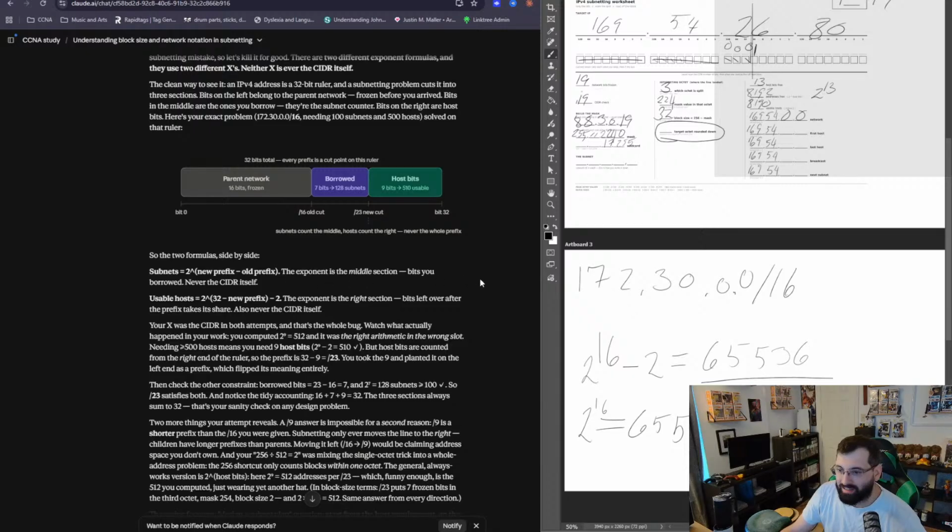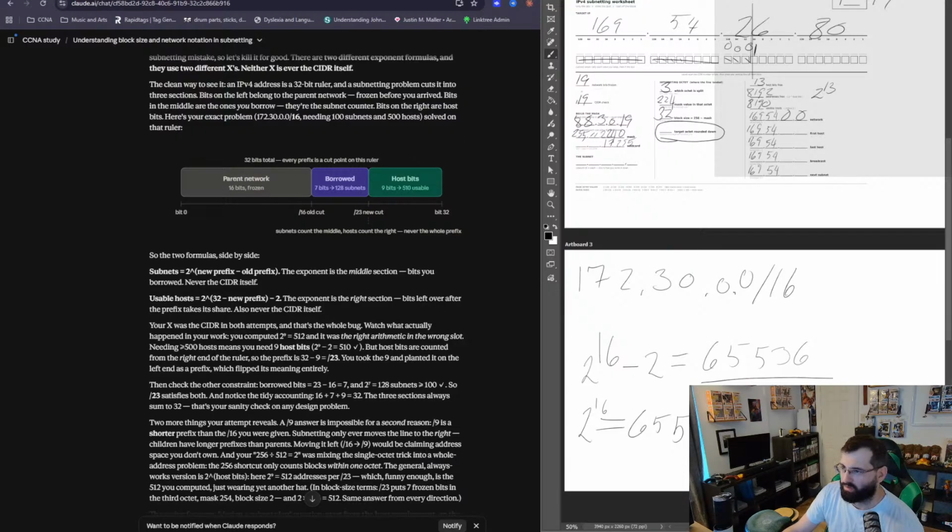What? The exponent is the middle section. Bits you borrowed, never the CIDR itself. Okay. Usable host. Okay. Minus 2. So 32. Usable.